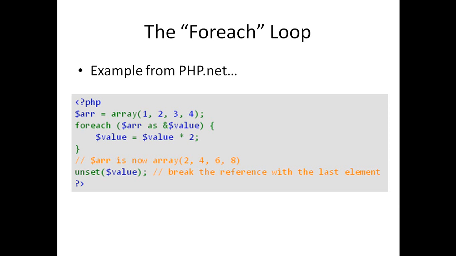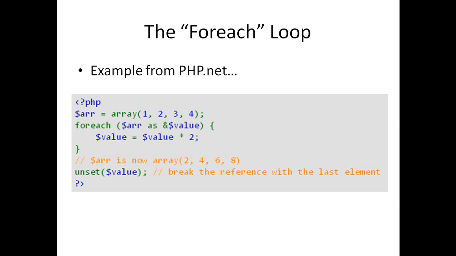Alright, so here's an example from php.net. $r equals array(1, 2, 3, 4); foreach $r as &$value, $value = $value * 2. What this is actually doing, since you are using value by reference, that's what the ampersand means, is changing the values in the array. If you do $value = $value * 2, you're literally changing the values in the array. So the comment says the array is now array(2, 4, 6, 8).